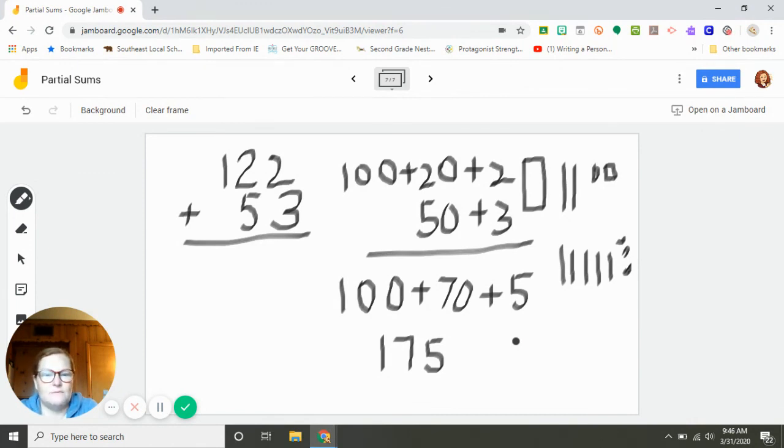Like I said, the more you continue to do it, the more you can almost do it mentally because you've had a lot of practice with it. But that's one strategy that you can use to add larger numbers.